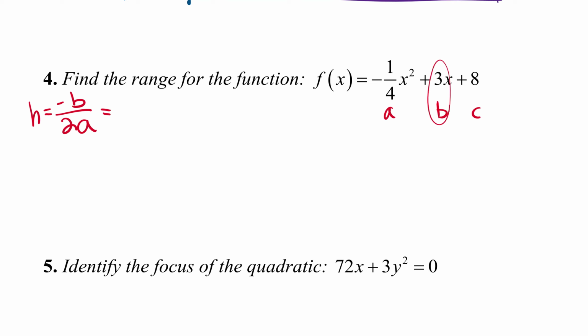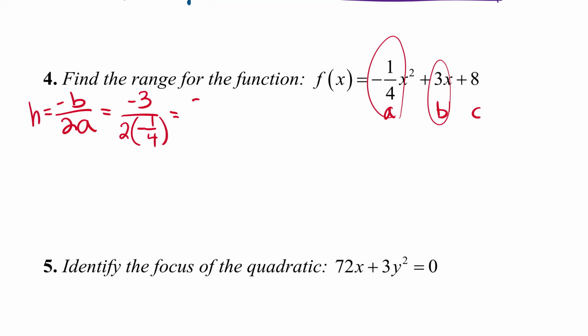So I have b, and then a is right here. Now again, this one's a lot more complicated than the test. I did that on purpose. But we'll go ahead and plug these in. And remember on these, when I do the negative b on the top, I just take whatever b is and flip the sign. So since b is plus 3, I'm going to put minus 3. And then the bottom is always 2 times a. In this case, a is negative 1/4.